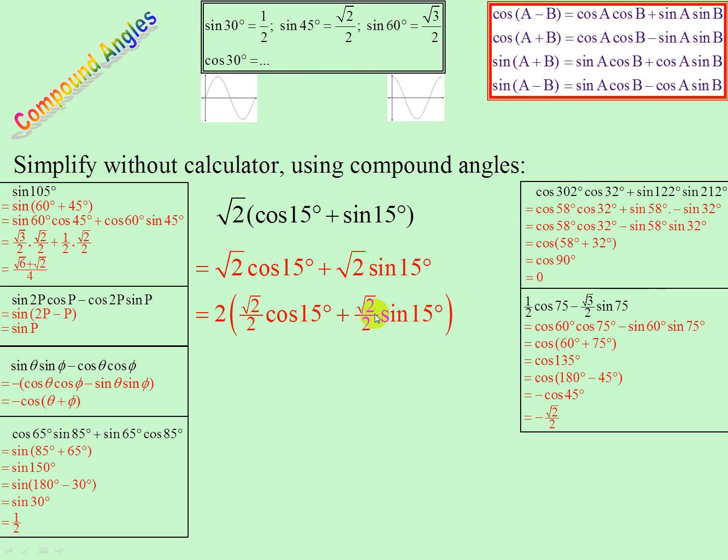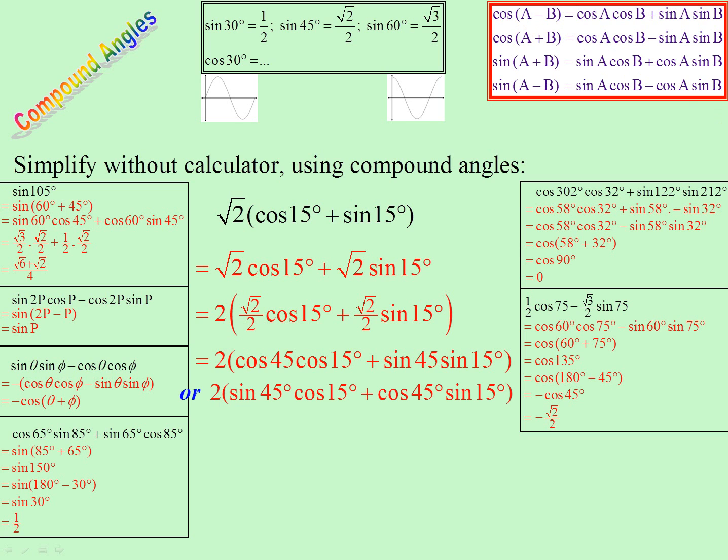There we are, root 2 over 2, root 2 over 2, and we put a 2 outside the bracket. 2 times root 2 over 2, root 2. There we are. Root 2 over 2, cos 45. So we have cos cos plus sine sine. There's cos cos plus sine sine, cos of A minus B.